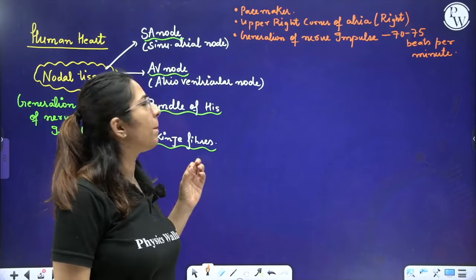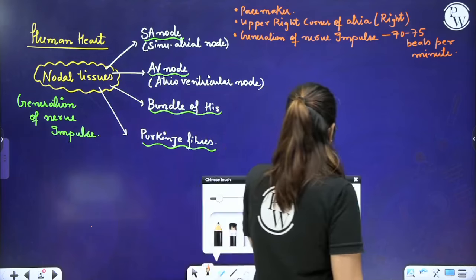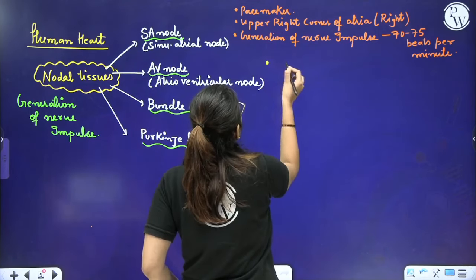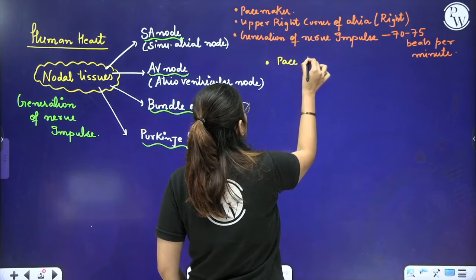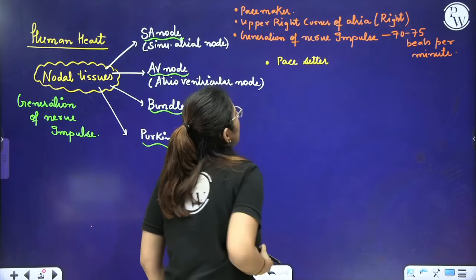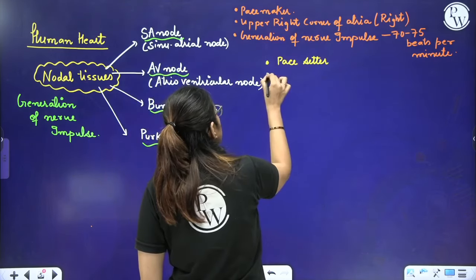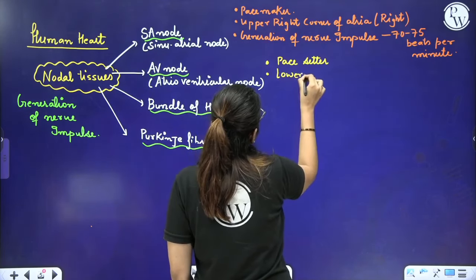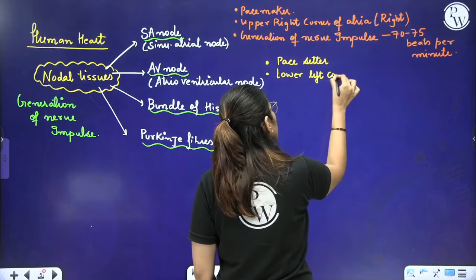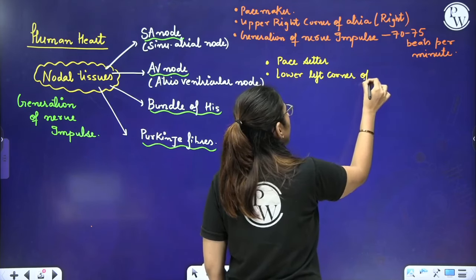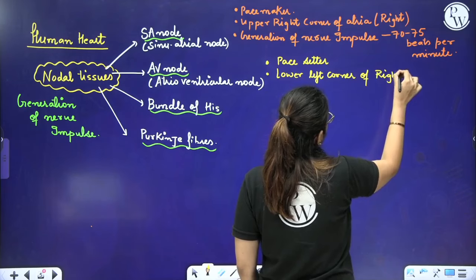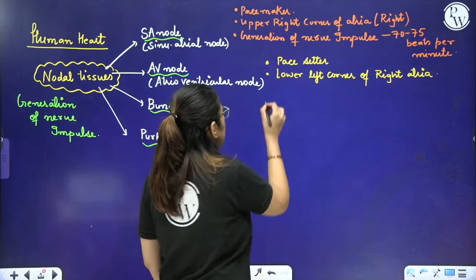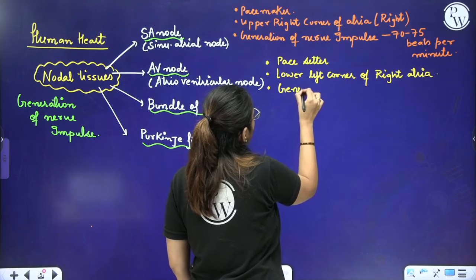Clear? SA node, pacemaker. Now, let's talk about the second one, AV node, atrioventricular node. And this AV node is also termed as pacesetter. Where is it present? It is present in the lower left corner of right atrium. Clear? Now, next one. Yes, it is also responsible for the generation of nerve impulse.